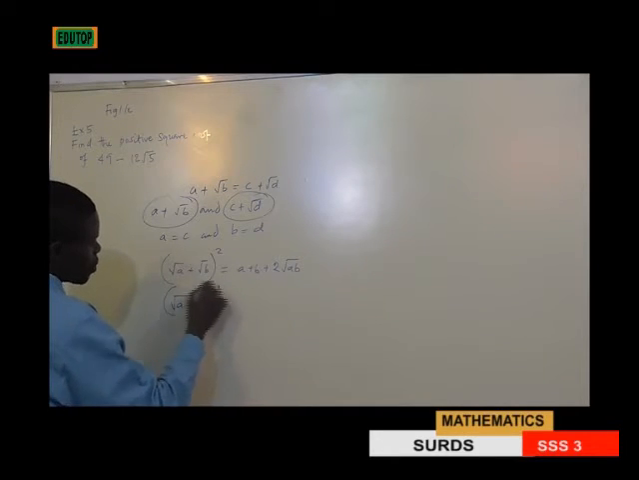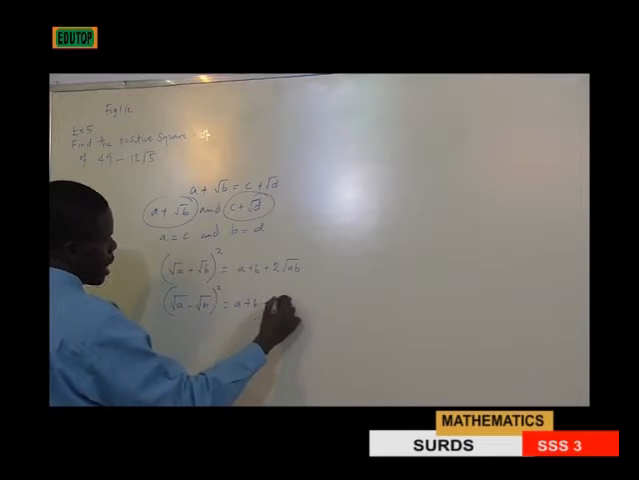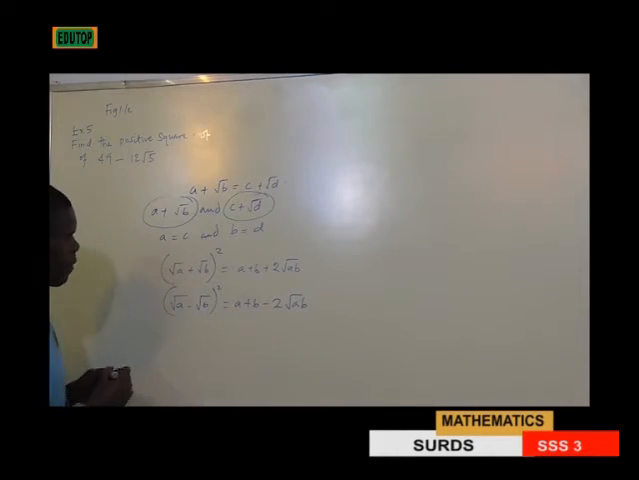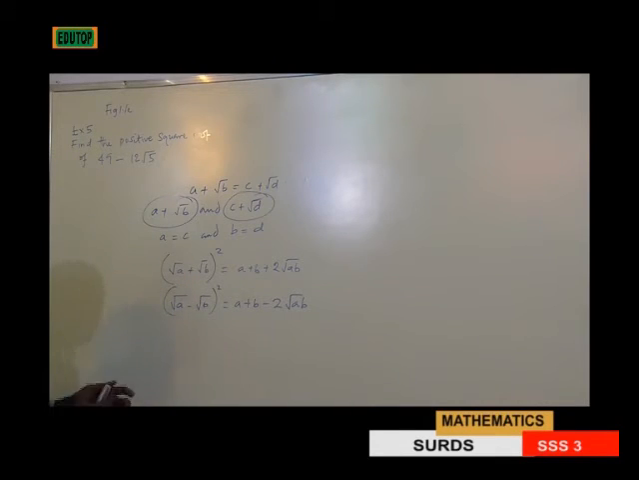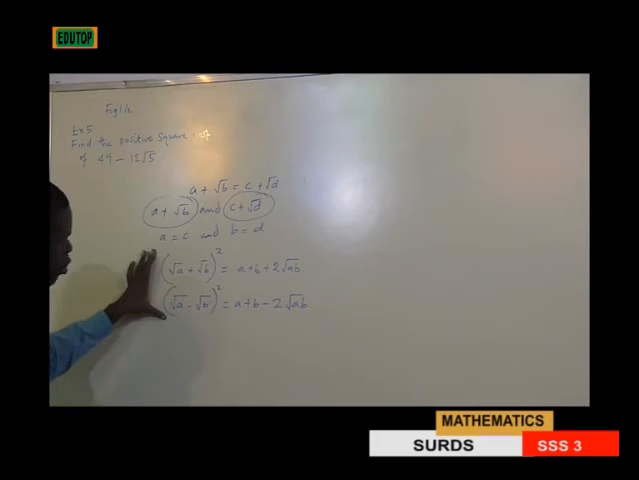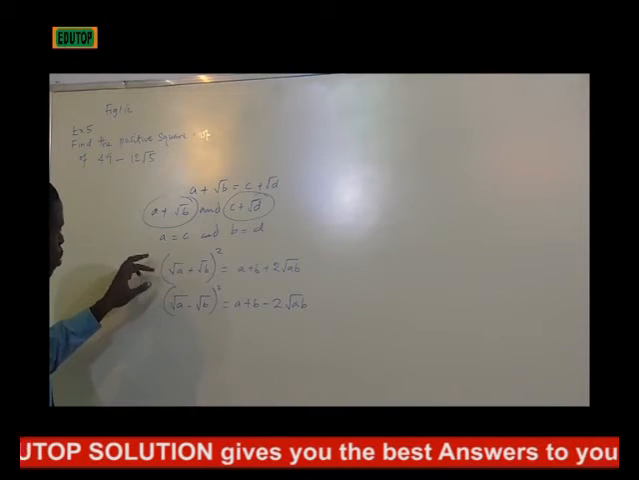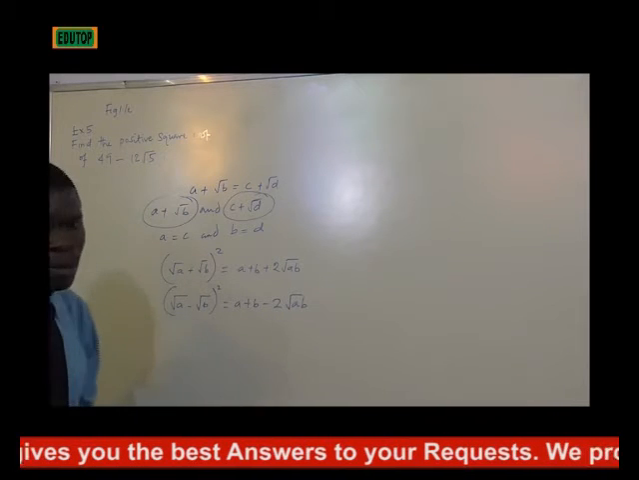Then the second one is root A minus root B all squared. This one too will give us A plus B minus 2 root AB. Now, if any question is designed like this, the first thing we have to pay attention to is to make use of these two concepts. But a condition will be given that will determine whether it is the first concept or the second concept that will be applied.